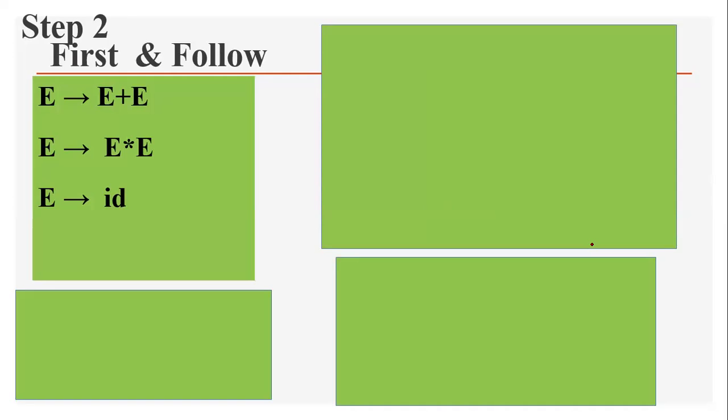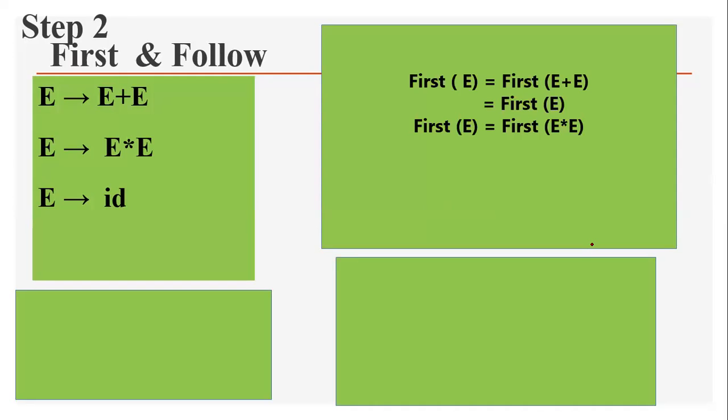So this is the last session where you should understand perfectly how to compute first and follow and the entire process of LR. Now, as you know, first of E is equal to first of E plus E, that is first of E itself. Like that, first of E is equal to first of E star E, that is first of E itself. So finally, first of E is equal to first of ID. ID is the answer. First of E is only ID.